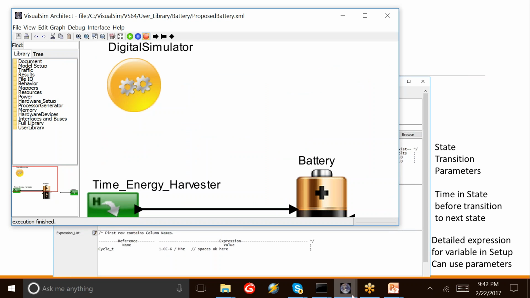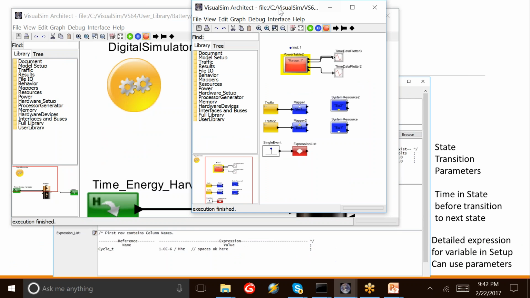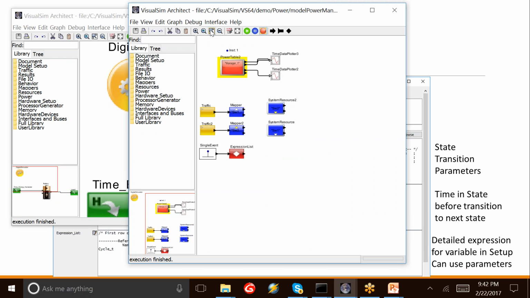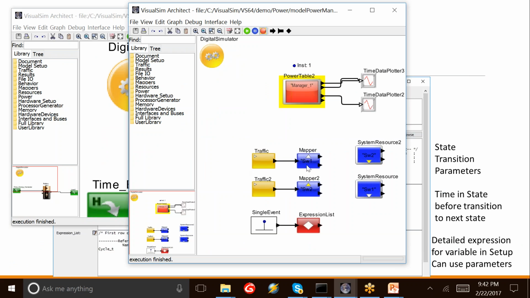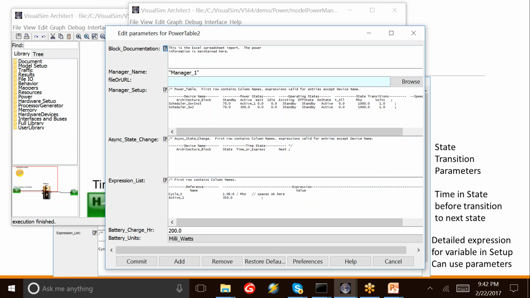To do that, I'm actually going to pick a fairly simple model. The reason I picked a simple model is because it's easy to explain. What we have over here is some traffic generators that are feeding into these different devices. And I've got my power table where I'm maintaining all my power information. Notice I have no state change thing because I'm only worried about active and standby.